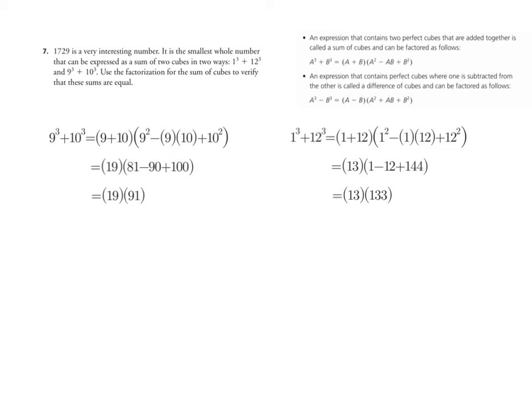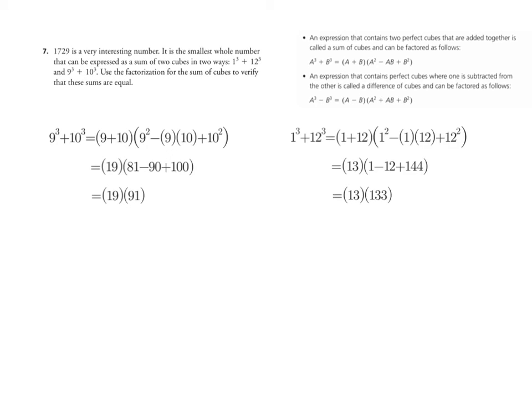All right, I'm not loving these questions so much. I mean, I factored it properly. You've got your 9 cubed and your 10 cubed, so you put your 9 and your 10 here. For 1 cubed and 12 cubed, you put your 1 and your 12. 1 squared, 12 squared, 9 squared, 10 squared here, and then 9 times 10 and 1 times 12. It gave me 13 times 133 and 19 times 91. Well, it's not really that obvious. I mean, they both equal 1729.